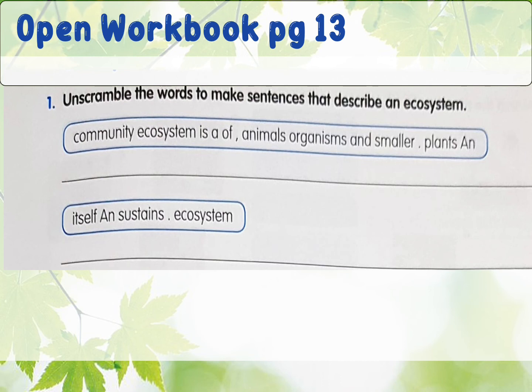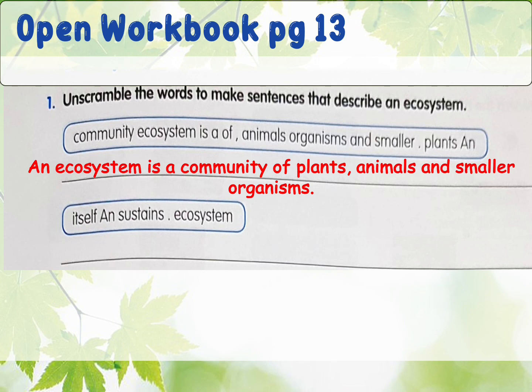So in page 13, the first question is to unscramble the words to make sentences that describe an ecosystem. So what's the first one? An ecosystem is a community of plants, animals and smaller organisms. And the next one, it's easy. An ecosystem sustains itself. So this is about ecosystem.